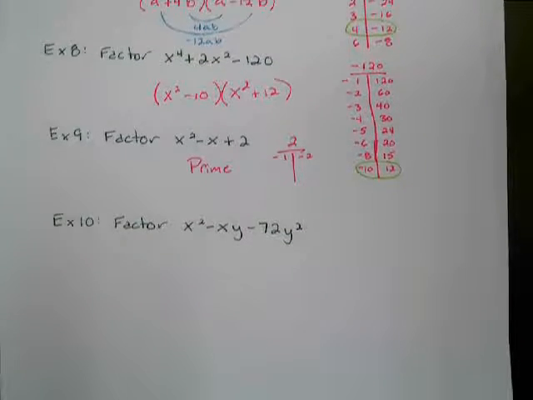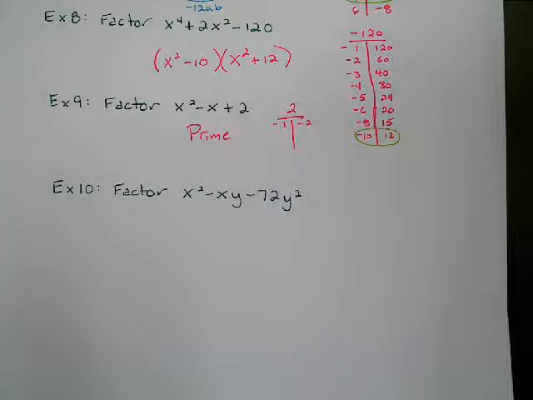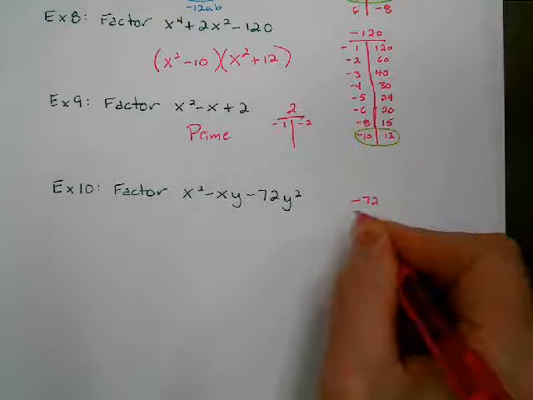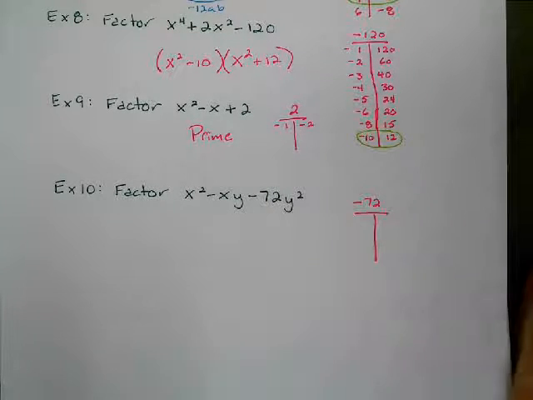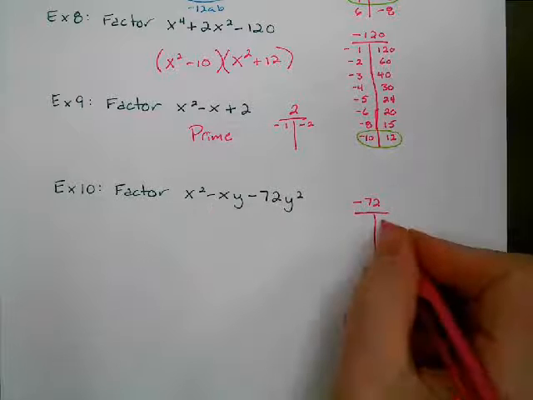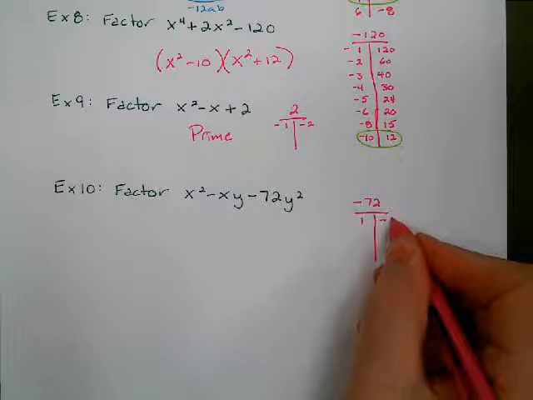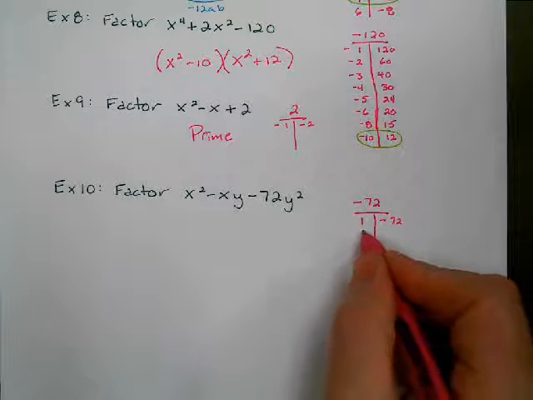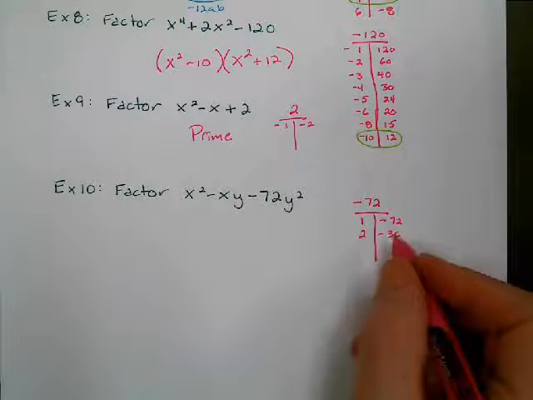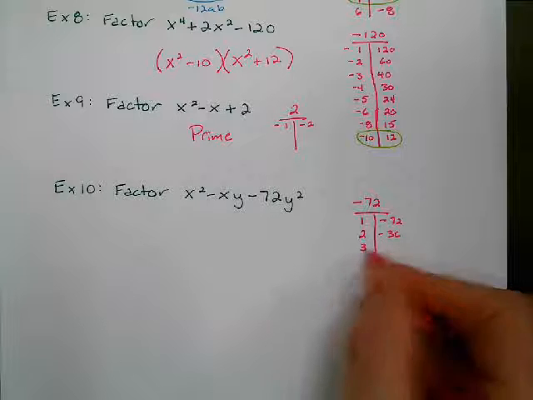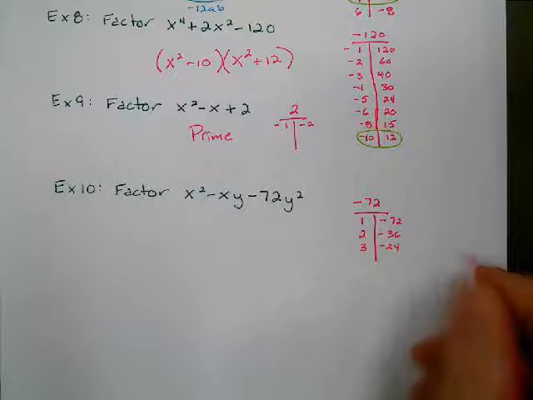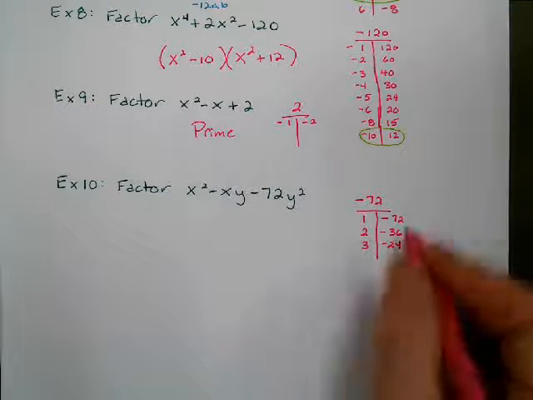Last one, 72. So this is negative 72. One's positive, one's negative. This number is negative. That means my bigger number is negative. So I'm going to use 1 and negative 72. Doesn't work. 2 and negative 36. Nope. 3 and what's that, 24? Still doesn't work. Next one, does 4 go in there? Dang it, yes it does.